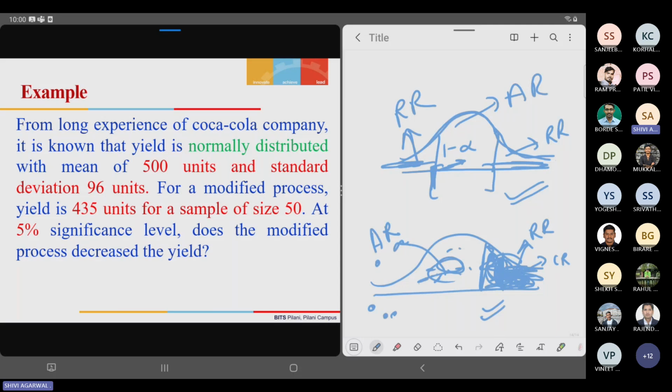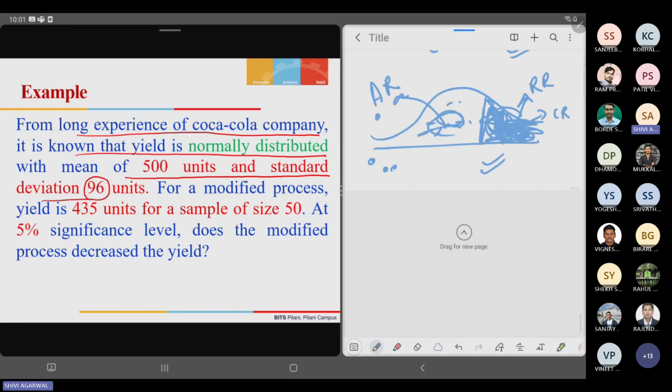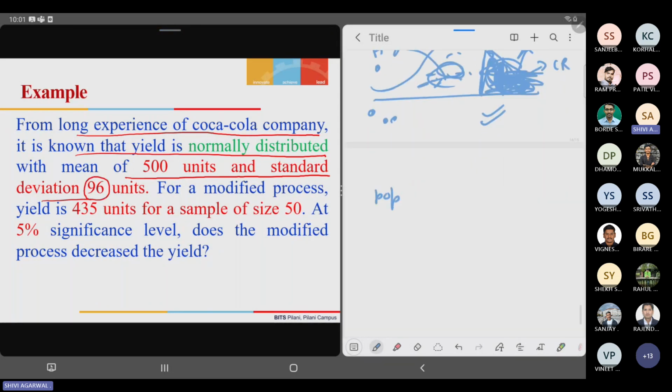Now we take one example to construct the hypothesis. From the long experience of the Coca-Cola company, it is known that the yield is normally distributed. The population is normally distributed with a mean of 500 units and a standard deviation of 96 units. So what information is provided? The population is normal, which is required to build a test statistic. Mu naught is given as 500 units and sigma as 96 units.